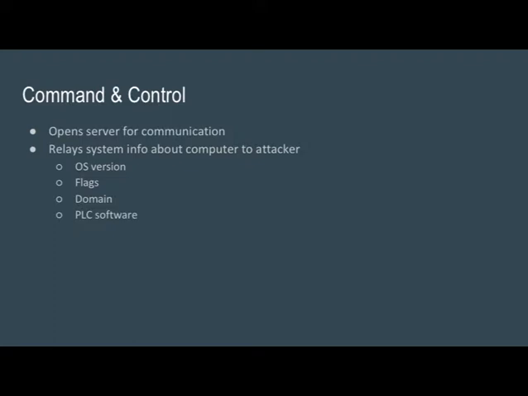For command and control, one of the exports in the Stuxnet DLL opened a server on port 80 for communication, and it used HTTP to communicate to what looked like the names of DNS websites, like today's Premier Football or something like that, which was supposed to be inconspicuous. And it basically relayed information about the computer to the attacker, including OS version flags, what domain it's on, and if it had software to program the PLCs. And from this, they were able to gain information about the whole network of computers in the attack zone.